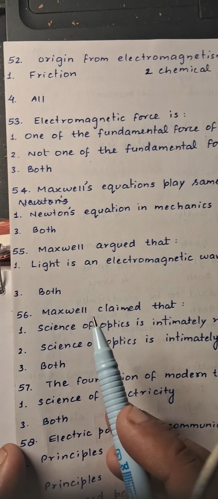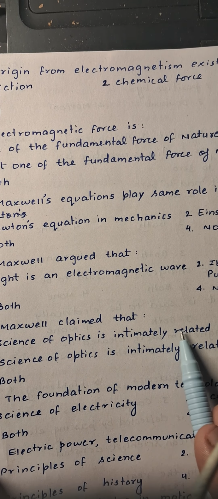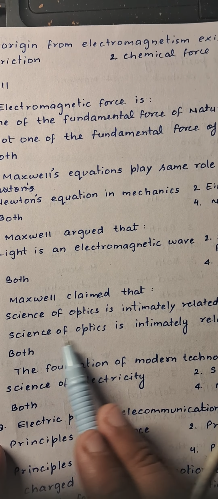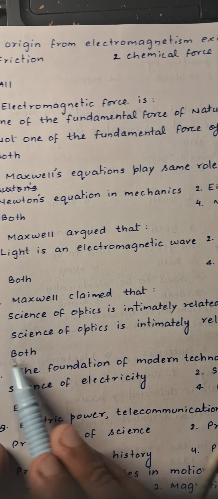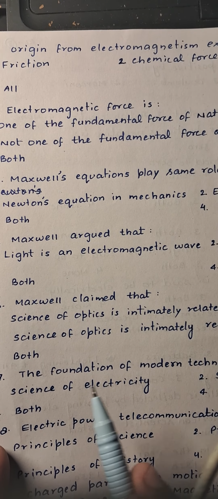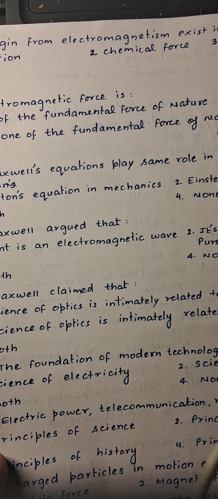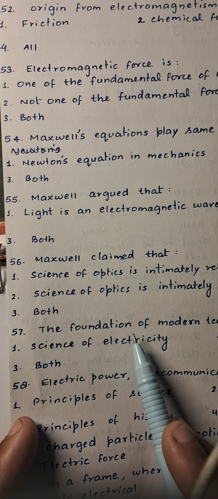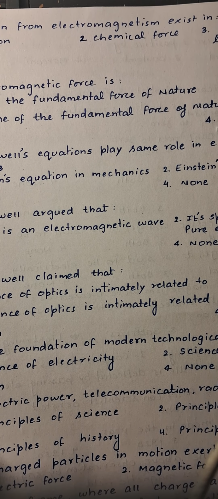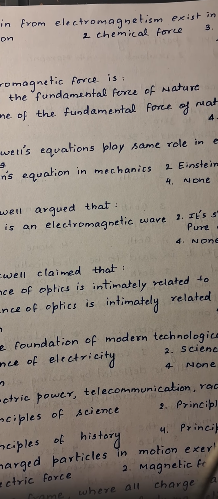Next is question number 56. Maxwell claimed that first is science of optics is intimately related to electricity. Second is science of optics is intimately related to magnetism, or both. So here both statements are correct. So third will be correct option here. Next is the foundation of modern technological civilization is on. The first part is science of electricity. Second is science of magnetism. Third is both, and fourth is none. The modern technical civilization is founded on both. So third option will be correct over here.